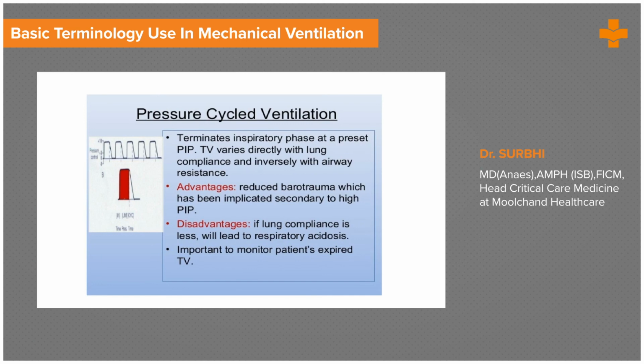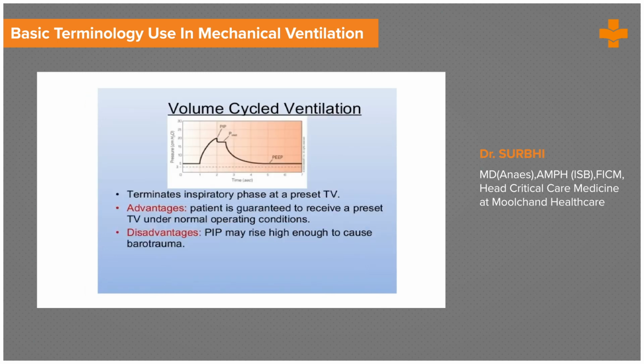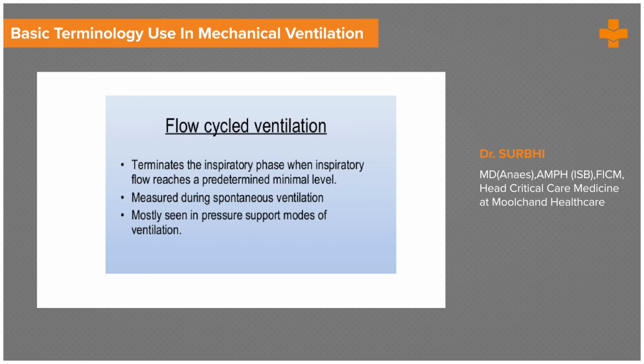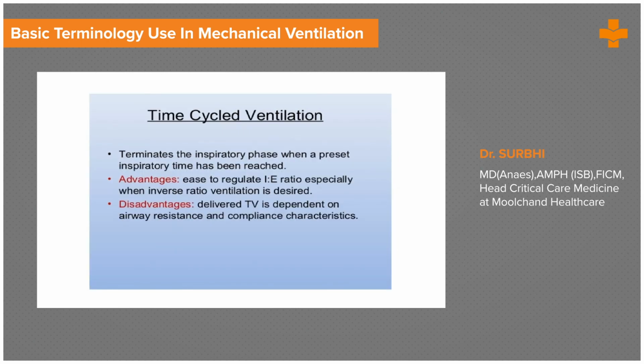This is what is pressure cycle. It terminates the breath at the preset peak inspiratory pressure. So this is directly related to the lung compliance. If the lung compliance is good, if you set low pressure also, you'll get enough tidal volume. If the lung compliance is poor, you'll have to set higher pressures to get adequate tidal volume. Volume cycle, like I said, stops at a preset tidal volume. Time cycle also.